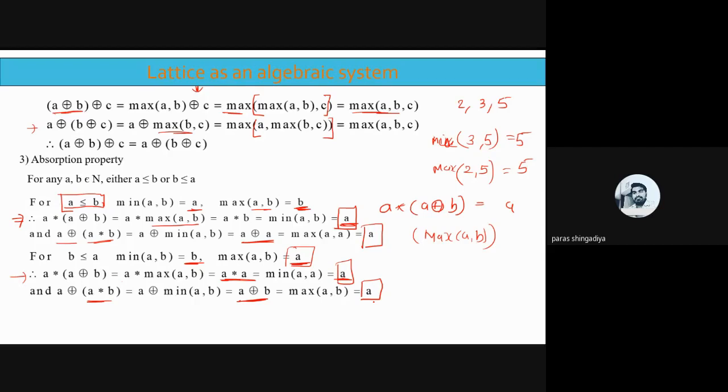Okay, and therefore we can say that N, minimum, maximum. N is the given set, star is the minimum of A, B, and ring sum means maximum of A, B. That is known as a lattice, as an algebraic system. Okay, it is called the lattice property. Clear? So in an algebraic system, we check three rules: commutative, associative, and absorption property. Clear? This case number 3 is very important for us because it includes both the binary operations at a time.